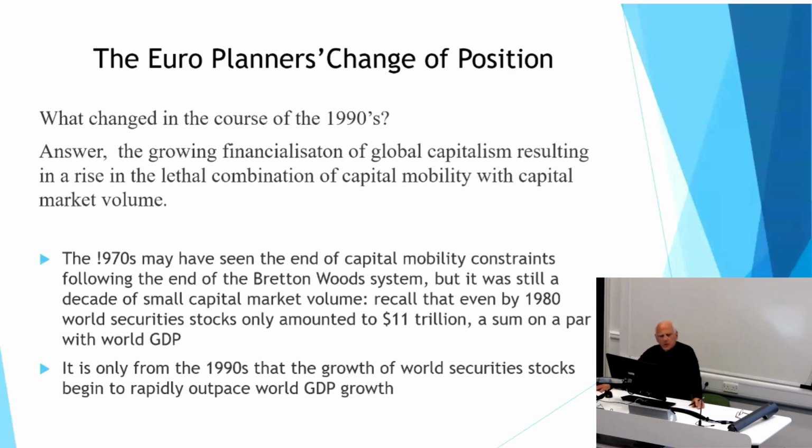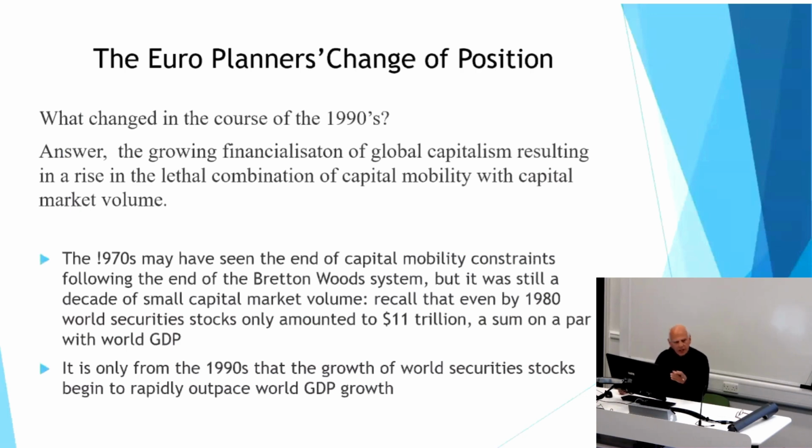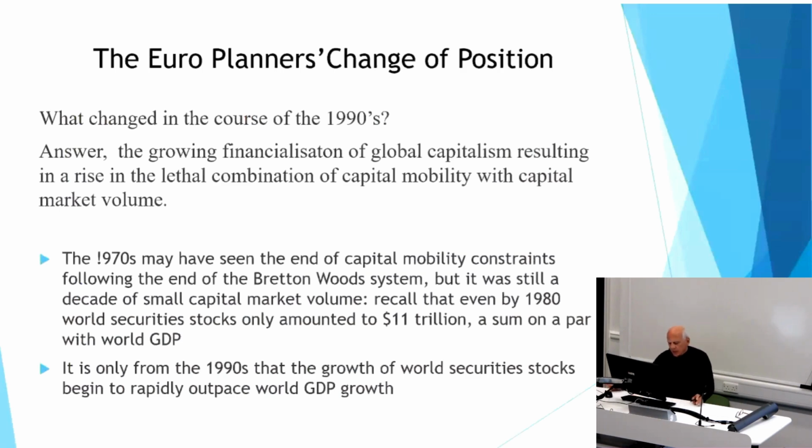And the answer is the financialization of capitalism, resulting in a rise in the lethal combination of capital market mobility with capital market volume. The 1970s may have seen the end of capital mobility constraints following the end of the Bretton Woods system, but it was still a decade of small capital market volume. Recall that even by 1980, world security stocks only amounted to 11 trillion, a sum on a par with world GDP. Only from the mid-90s onwards do you start to see a rapid increase in global security supplies. It was rapidly outpacing world GDP growth, as I said.